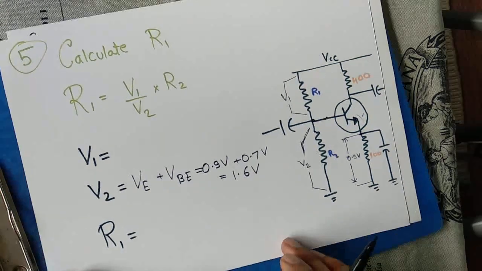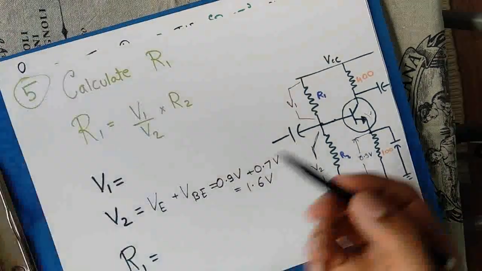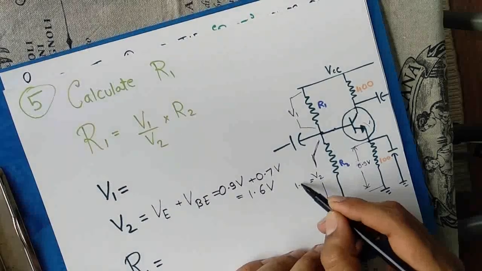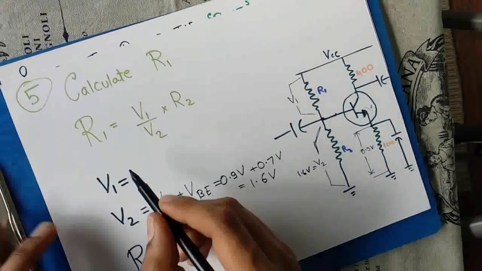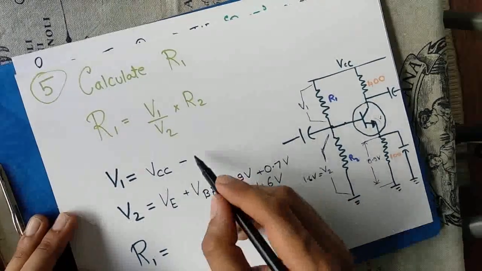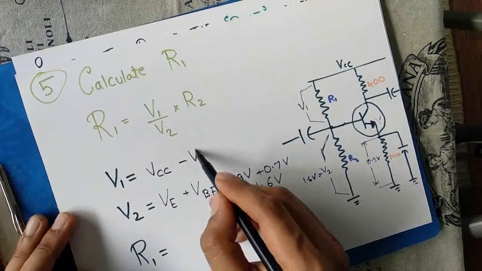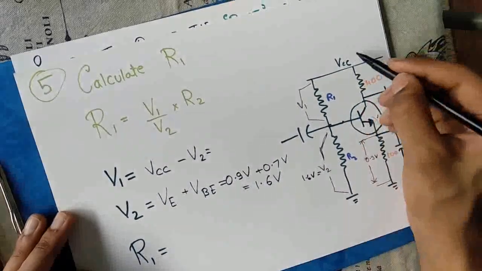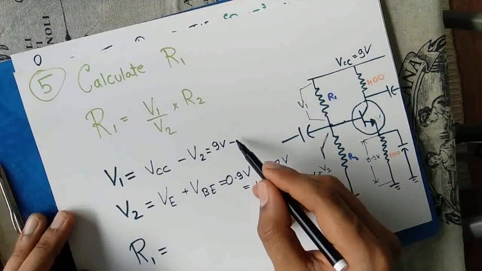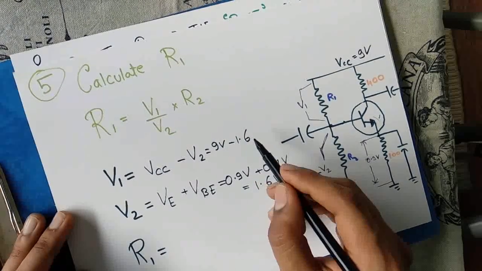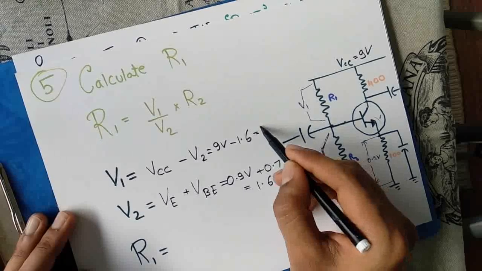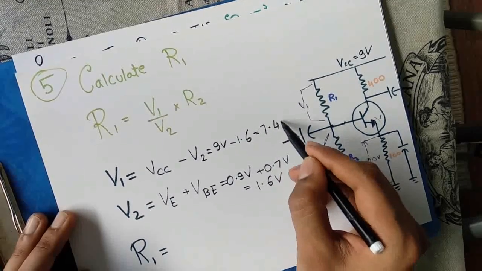Now we have to find the value of V1. What's V1? If we know V2 is equal to 1.6 volts, V1 will simply be VCC minus V2, which means 9 volts minus 1.6, and I hope I'm doing everything correct. It's 7.4 volts.